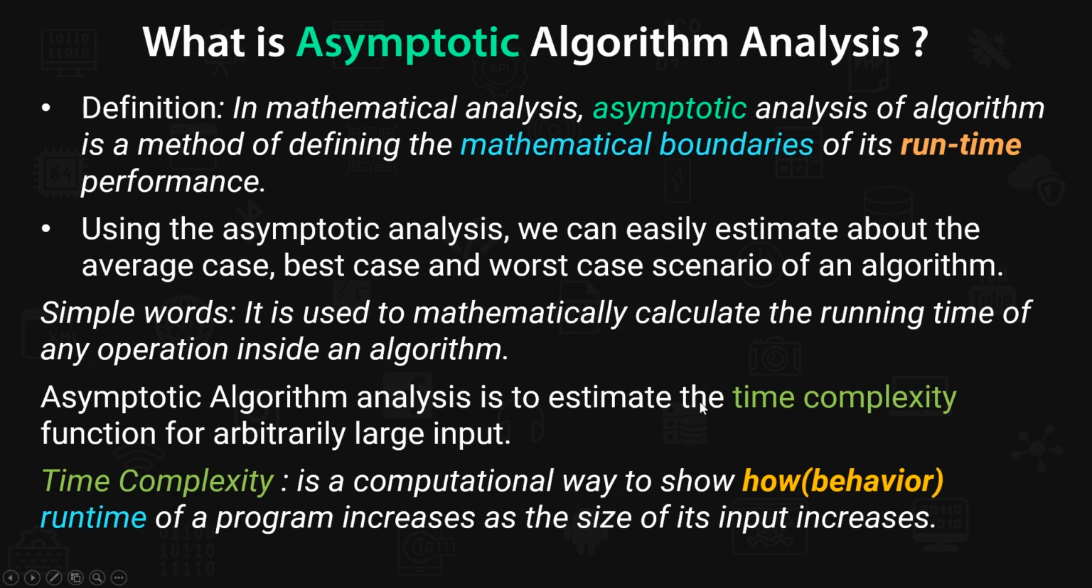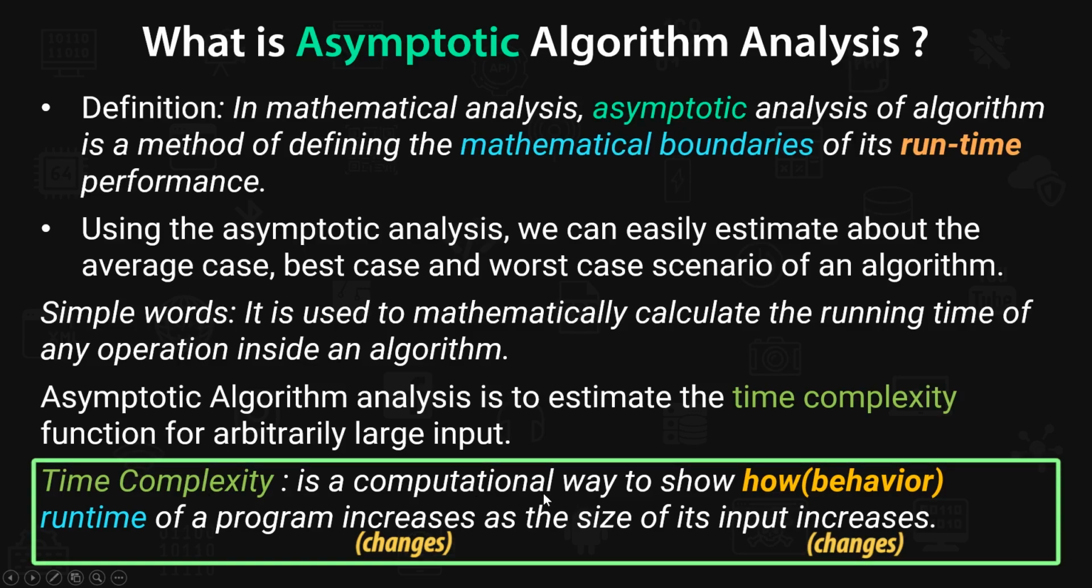So ultimately, time complexity is a computational way, basically a mathematical way to show how runtime of a program increases as the size of the input increases. You've come across time complexity quite a lot in this entire slideshow. So the most basic definition is it is a computational way to show how the runtime of a program increases as the size of the input increases. So how means the behavior.